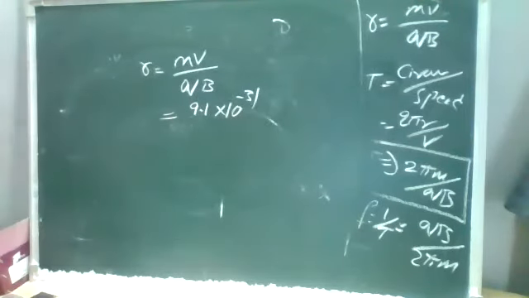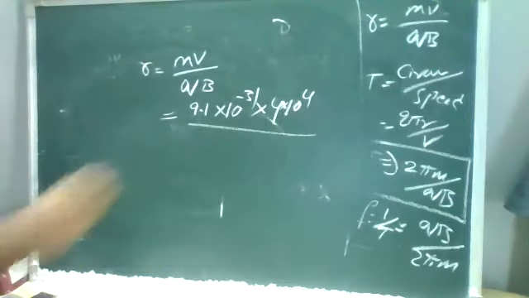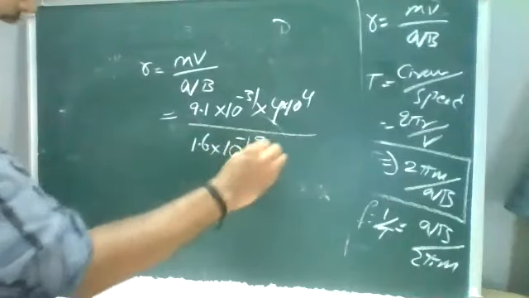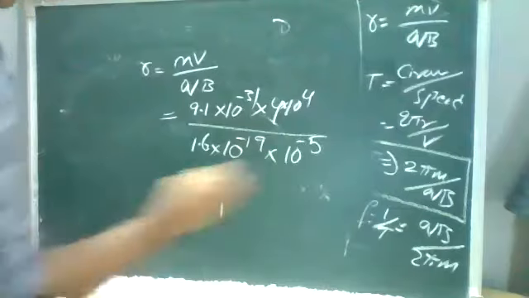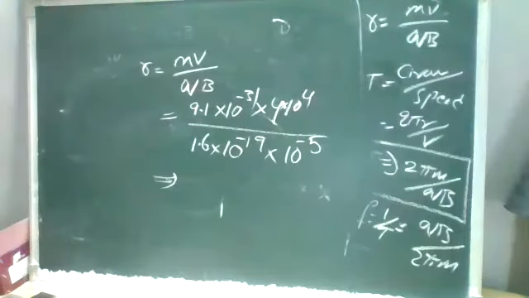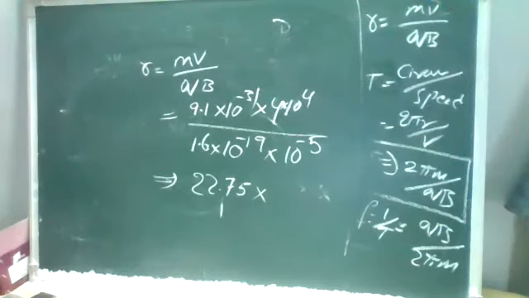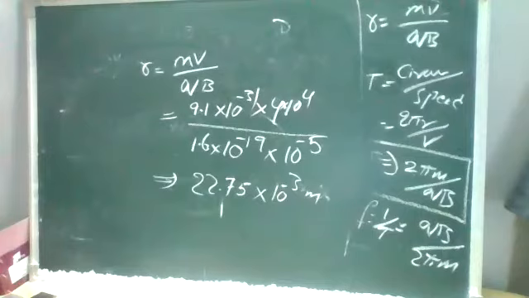I have already told you, in this the mass value is important, the charge value is important. They will not give it in all questions. Velocity they have given is 4 into 10 power 4, divided by the charge of electron, 1.6 into 10 power minus 19, into the magnetic field, 10 power minus 5 Tesla. When you solve it, the radius is 22.75 into 10 power minus 3 meters. So this is your radius.